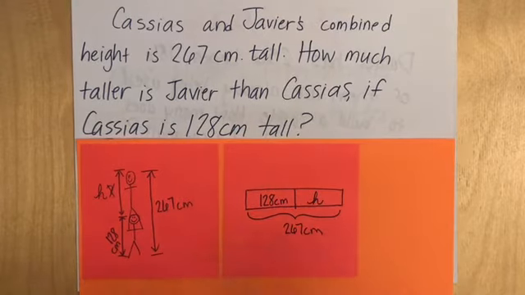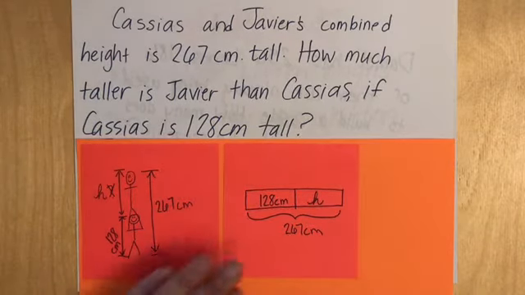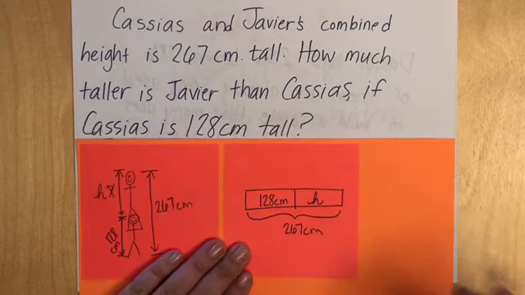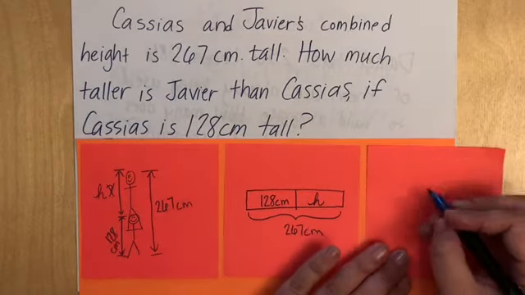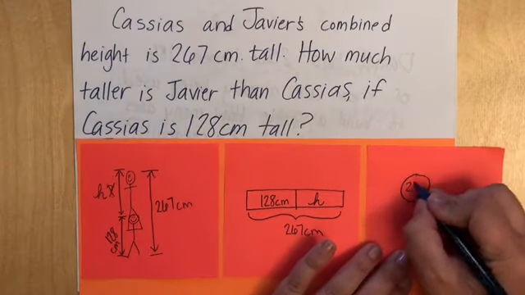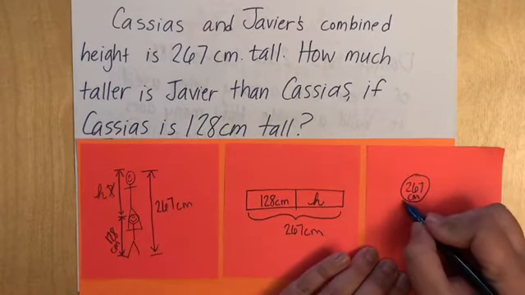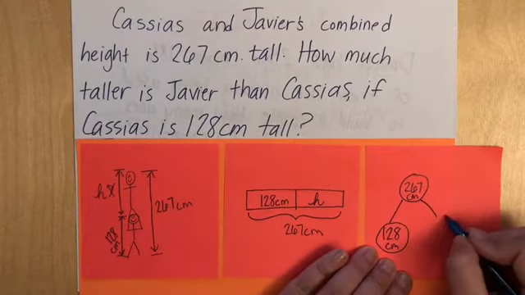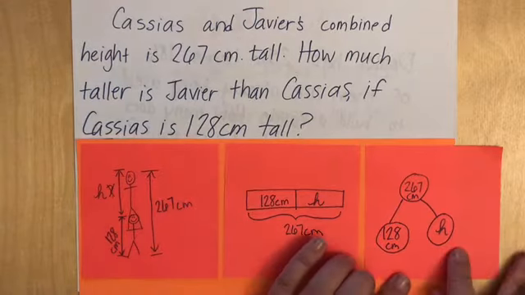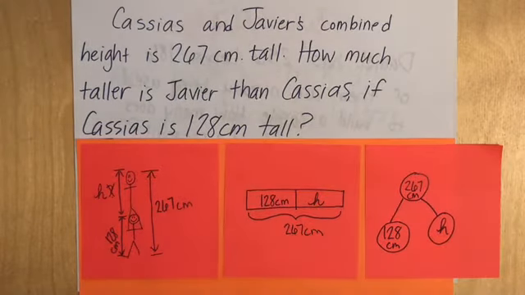So you guys should have drawn two different representations of the problem. I might not have drawn the one that you had done, so I'm curious to see on your homework tomorrow what you might have done for your picture instead. So, I guess the third one, you could have done a number bond. You could have done the total, which would have been 267 centimeters, and you could have done 128 centimeters and then H centimeters over here. That would be another way to show the parts in the whole.